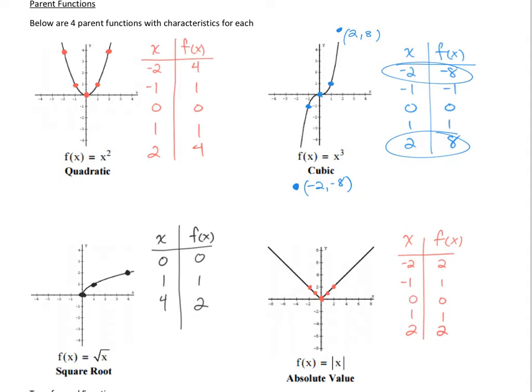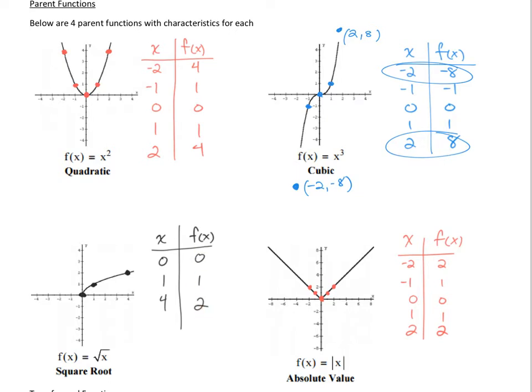0 stays 0. 1 is already positive here. It stays positive 1. 2 is positive. 2 stays positive. All of these numbers are 0 or positive. So that just leaves the square root. And with the square root, you want to remember your first three perfect square numbers, 0, 1, and 4, and you just take the square root of those to get these values.